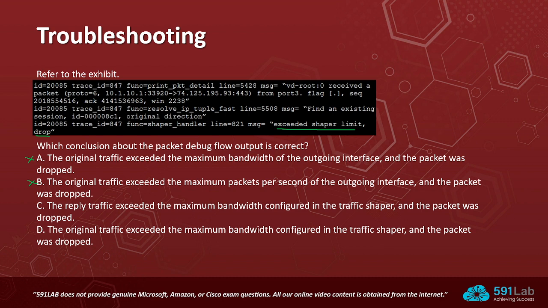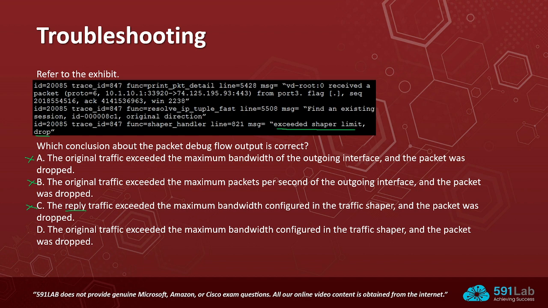So the next one: the reply traffic exceeded the maximum bandwidth configured in the traffic shaper and the packet was dropped. So this one has one thing, and it is talking about the reply traffic. In this case, the shaper doesn't take into consideration the reply traffic or the beginning traffic. That is the whole flush.